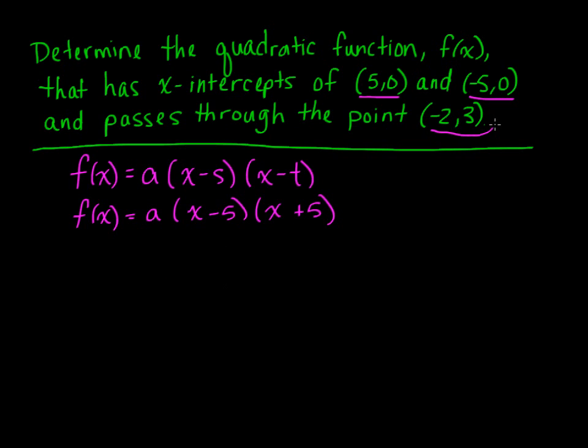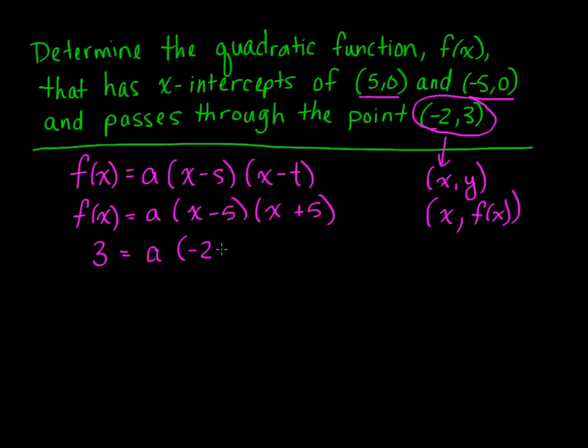Now we're going to use this information that our quadratic function also passes through the point negative 2, 3. This gives us an x and a y value that we can substitute into our function. Or if you want to think about it this way, gives us an x value that will generate the function value at that x value. So our value for y is 3, and our value for x is negative 2 from the point that was given. So we substitute that in for x and y. And now we have an equation where we can solve for our unknown a value.